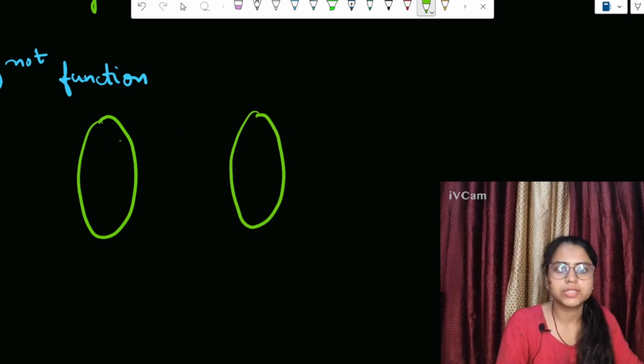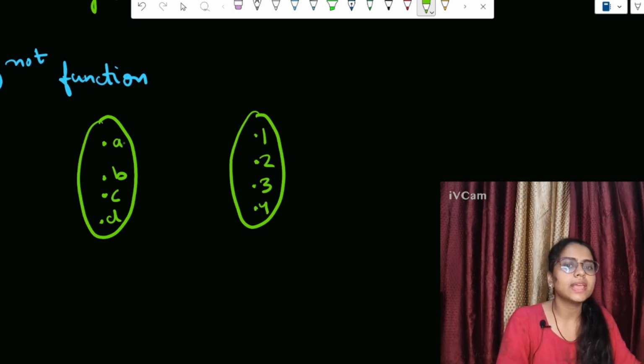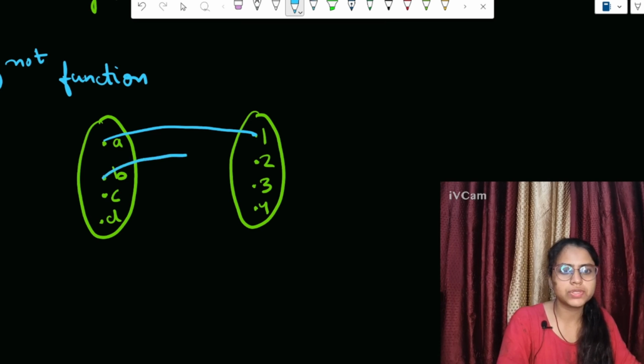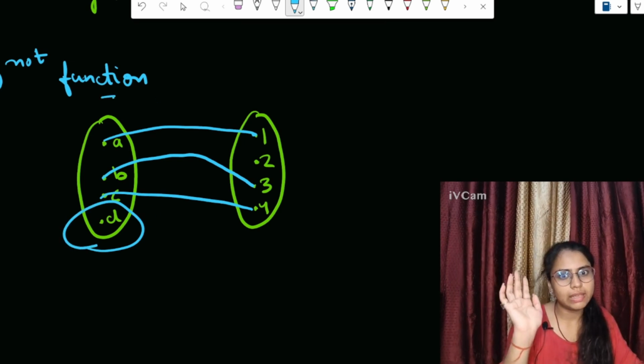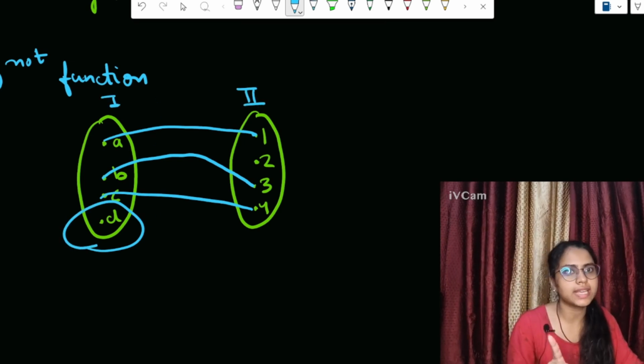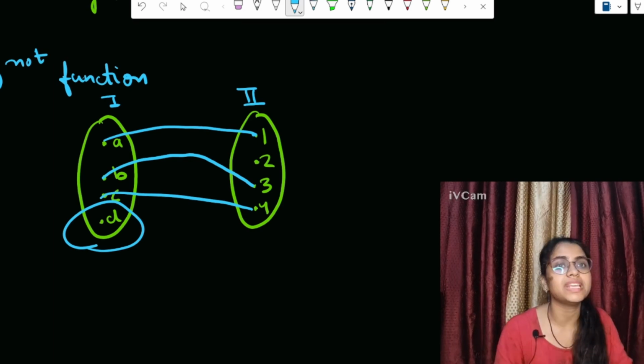So I have these two sets. This is your A, this is your B, this is your C, this is your D. This is your 1, this is your 2, this is your 3, this is your 4. If you are mapping in this format, A goes to 1, B goes to 3, and C goes to 4, and you're leaving one element over here, let's say D is left out. If any element in the first set is not involved in the relation, then it is not a function. It cannot be a function.